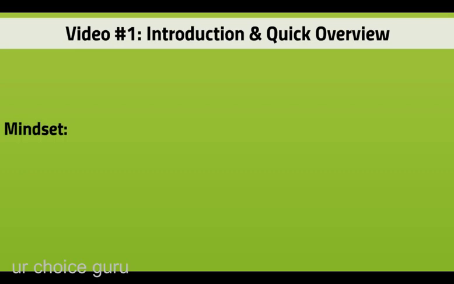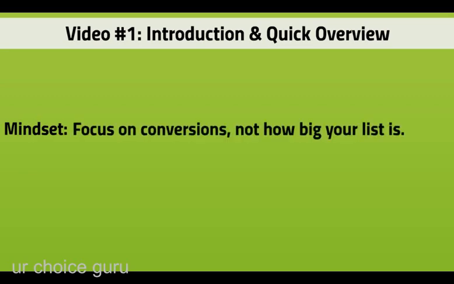Now, before I jump right in, I want to talk about mindset, because a lot of times when it comes to building your list, a lot of people think, I want to get the biggest list I can. Now, I really don't want you to think about the biggest list. What I really want you to think about is conversions. And what I mean by that is having a list that actually converts into sales. Now, there are different types of lists, which I'll talk about in video number 2, but really focus on conversions, not how big your list is, if that makes sense.